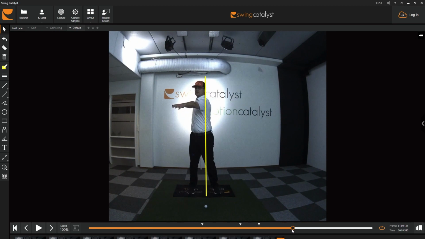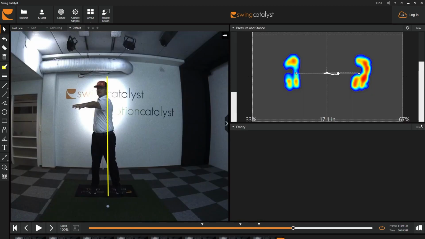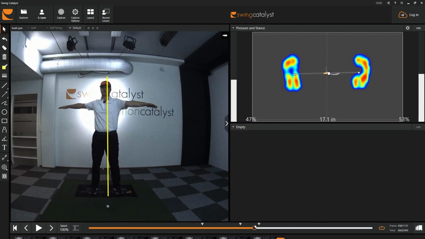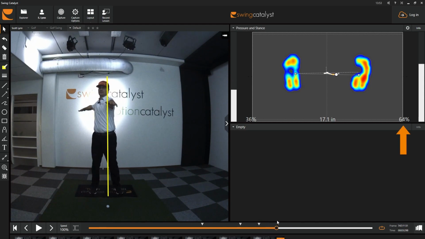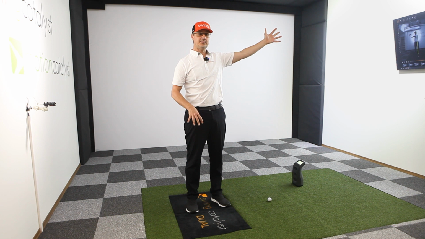But if you just open up the pressure window, there is no guessing anymore. As soon as you can see that, as I turn back, I get to around 60%, even more than that, 67, 68% into the right side. And the guys in Slovenia told us that anything over about 55% would be considered a rear post golfer. So this test tells me I'm a rear post golfer.